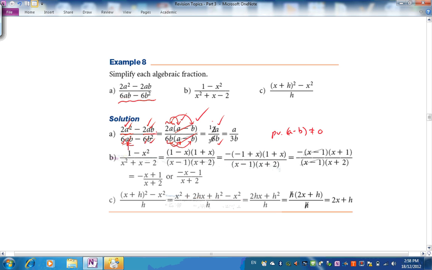What goes into 2 is 2, it goes once. What goes into 6 is 2 again, it goes 3 times. So there's our final answer, a over 3b. What about something a bit more challenging?